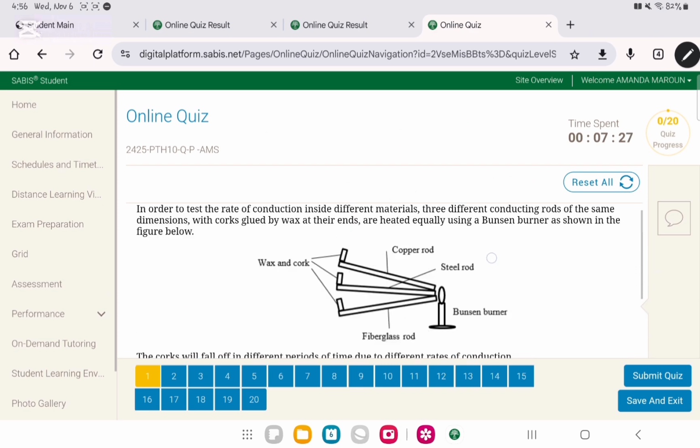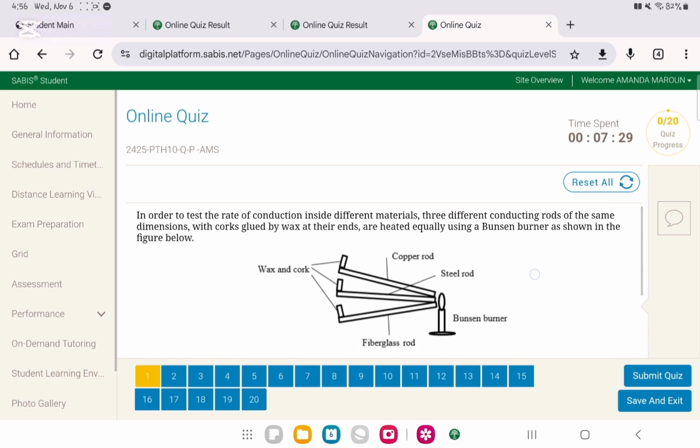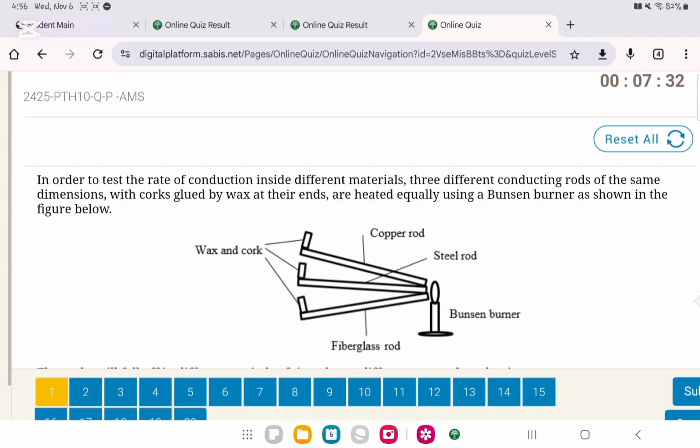Then we move on to this question. They're telling us that they heat these three rods to test the rate of conduction.